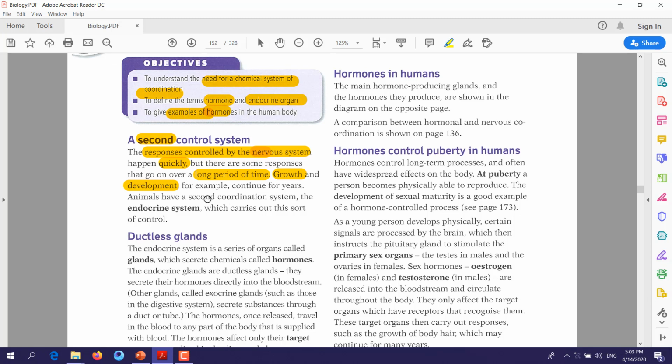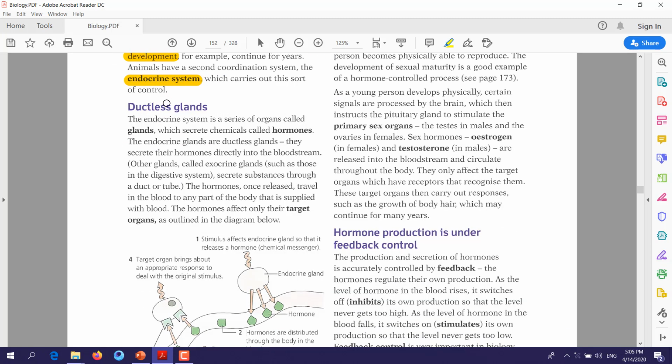Animals have a second coordination system. We call it the endocrine system, which carries out this sort of control, which is controlling the growth and development. Ductless glands. The endocrine system is a series of organs called glands which secrete chemicals called hormones.